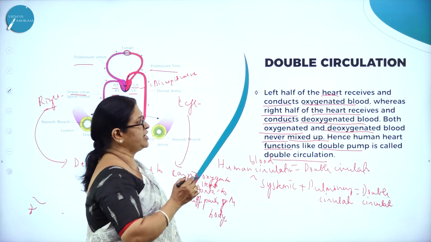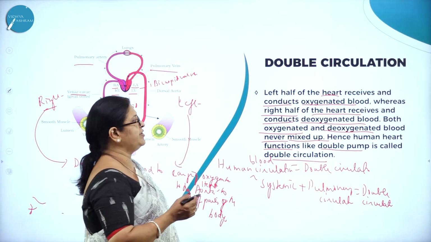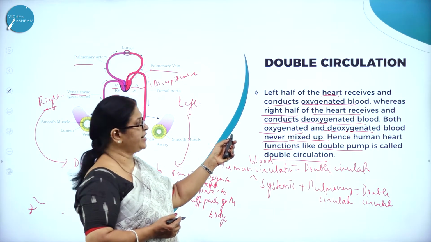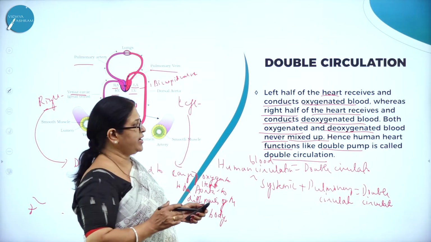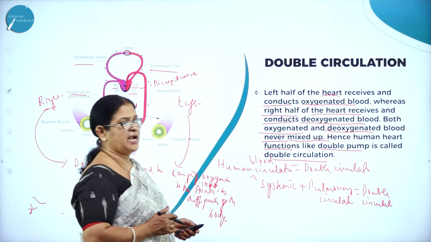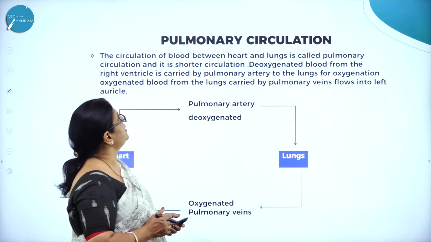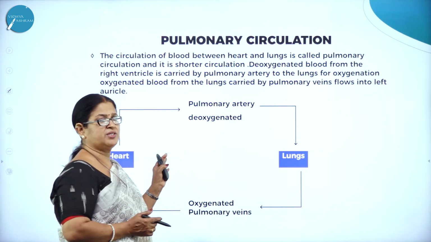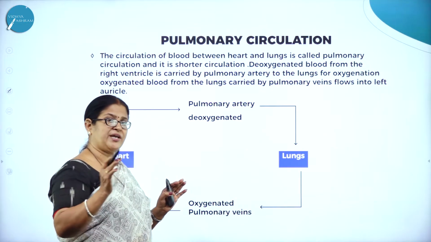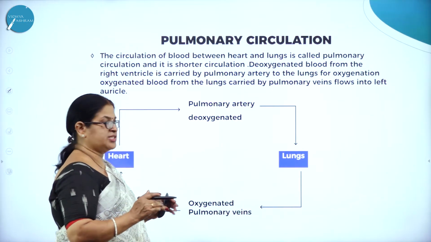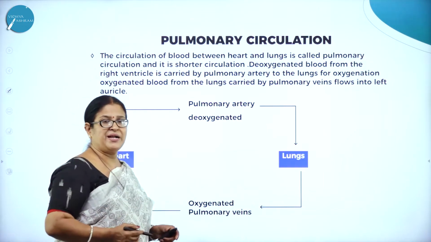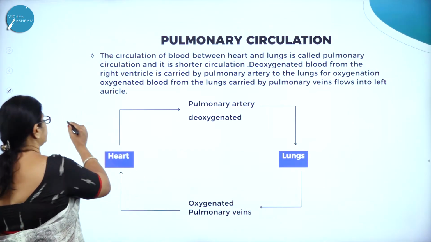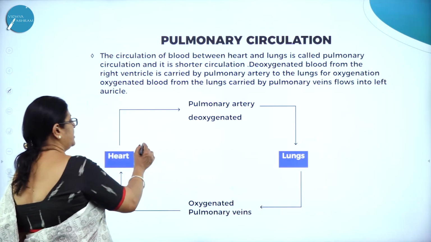So, the left half of the heart receives and conducts oxygenated blood, whereas the right half of the heart receives and conducts deoxygenated blood. Both never mix up. Hence, the human heart functions like a double pump and is called double circulation. Now, the circulation carried out on the right side of the heart is called pulmonary circulation, and the one carried out on the left side of the heart is called systemic circulation. This is a schematic representation of pulmonary circulation.